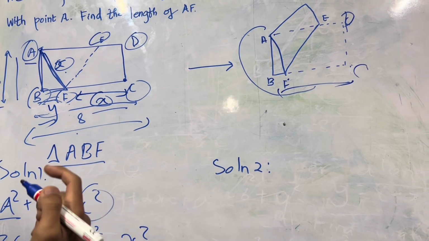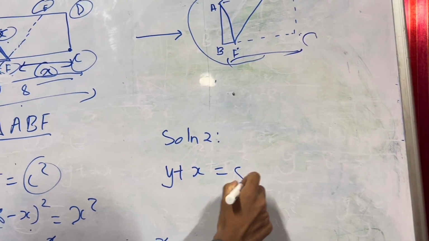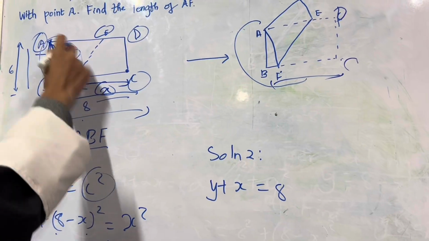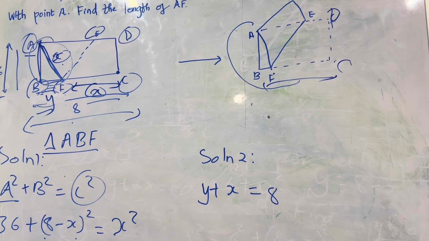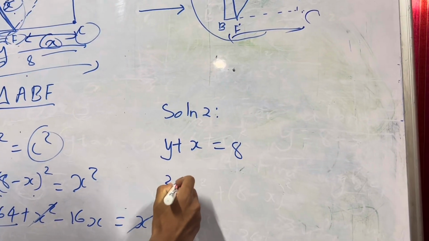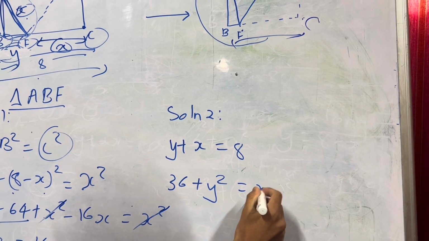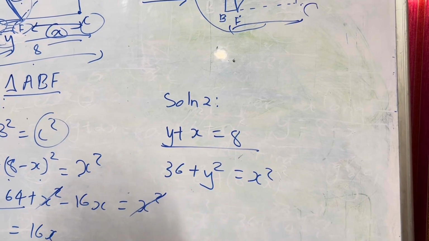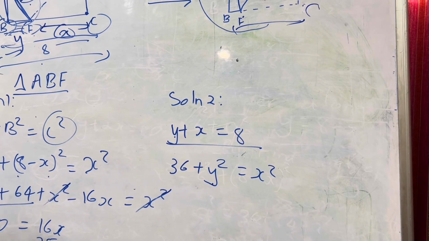So we can form 2 equations over here. Like Y plus X is equal to 8. Then we'll use this triangle. Similarly, since this is a right angled triangle, we will use the Pythagorean theorem here as well. So it will be 36 plus Y square is equal to X square. Now we'll substitute Y from here. So here we are using the substitution method.